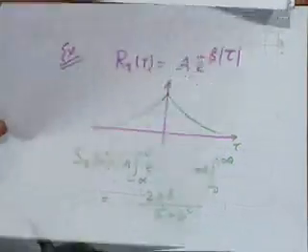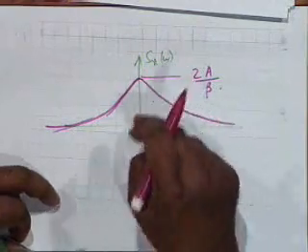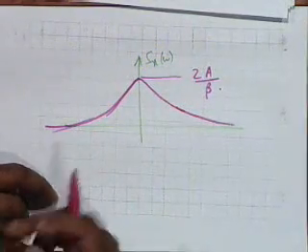Which means that if I plot this, the maximum value of Sx of omega occurs at omega equal to 0, and the value is 2A by beta, and then it goes to 0 on both sides. This is the usual spectral density of noise.